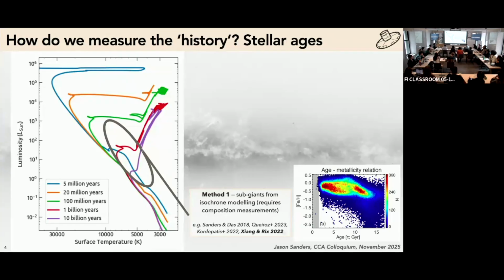For individual stars, when we have distance information from Gaia, we can also place the individual stars in this kind of luminosity diagram, and for individual stars get their ages. And that's what's been done, for instance, in this Zhang and Rix work, where you've got metallicity versus age diagrams, and you can see there's rich structure, which I'm going to talk a bit about later.